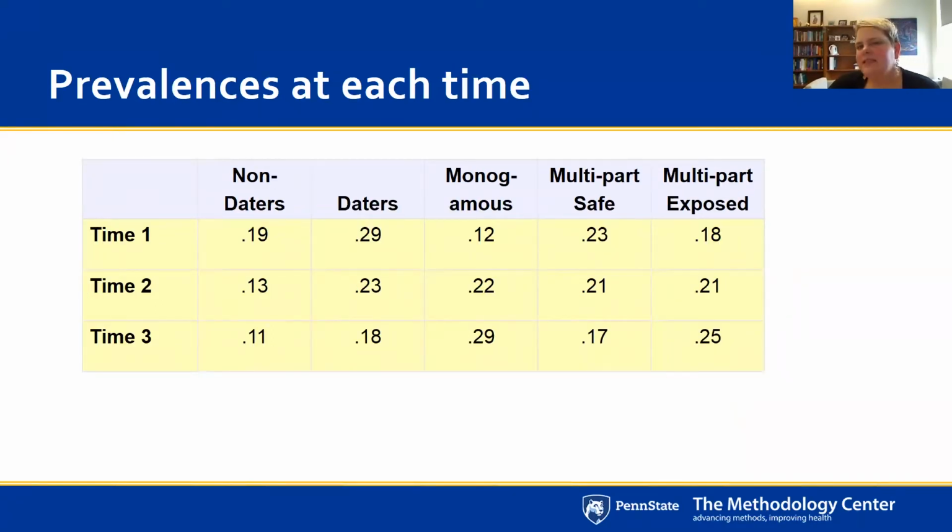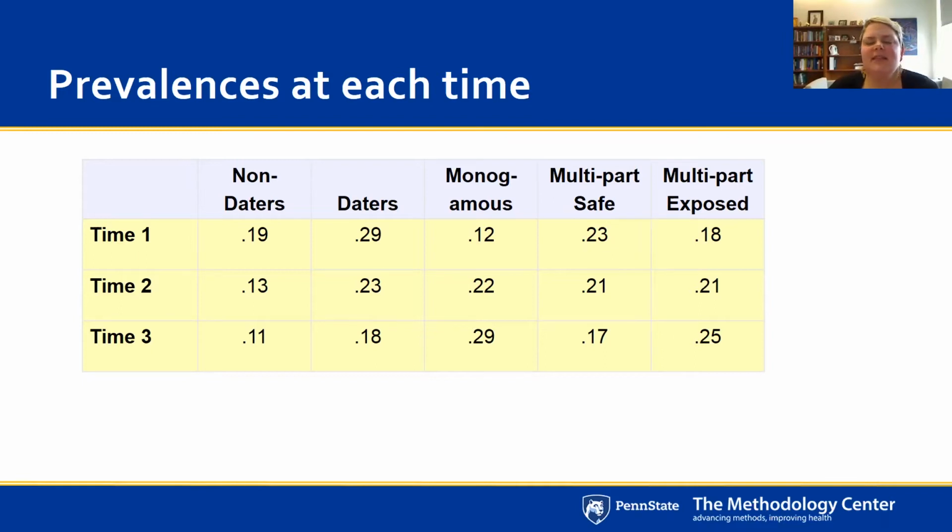Once we understand the structure and interpretation of the classes, then we can move on to looking at the prevalence of those classes. And so again, we had 3 times in this particular example, time 1, time 2, and time 3. And what you see here is that we can get the sizes of the classes at each of those 3 times. So we see that in time 1, again, that's when they were 17 or 18, about 19% of the individuals were non-daters, 29% were daters, 12% monogamous, 23% multi-partner safe, and 18% multi-partner exposed.